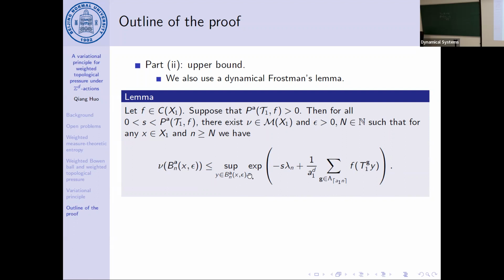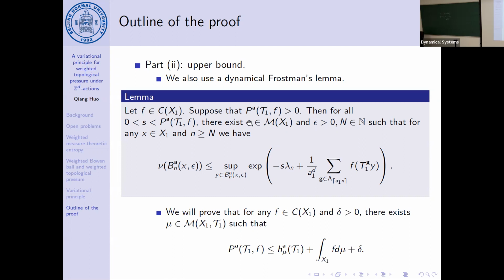There are two key tools we will use to establish the variational principle between weighted topological pressure and weighted measure-theoretic entropy, that is, the weighted version of the Ledrappier-Walters formula, and this dynamical model. And we will use this new construct to prove the upper bound of the topological pressure. The proof is complicated, and I will omit the details here.